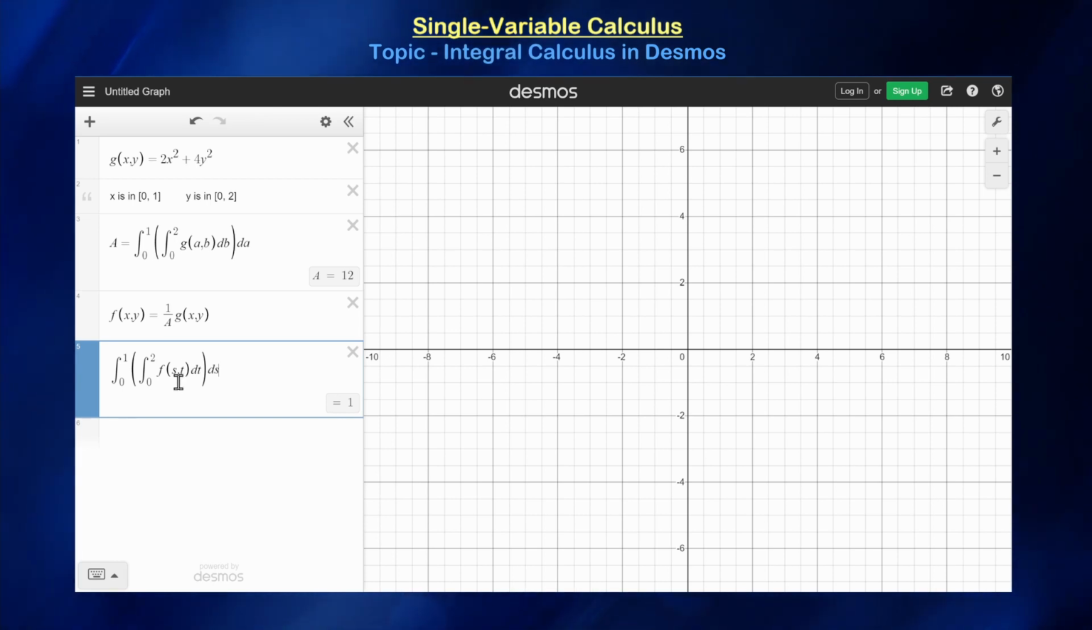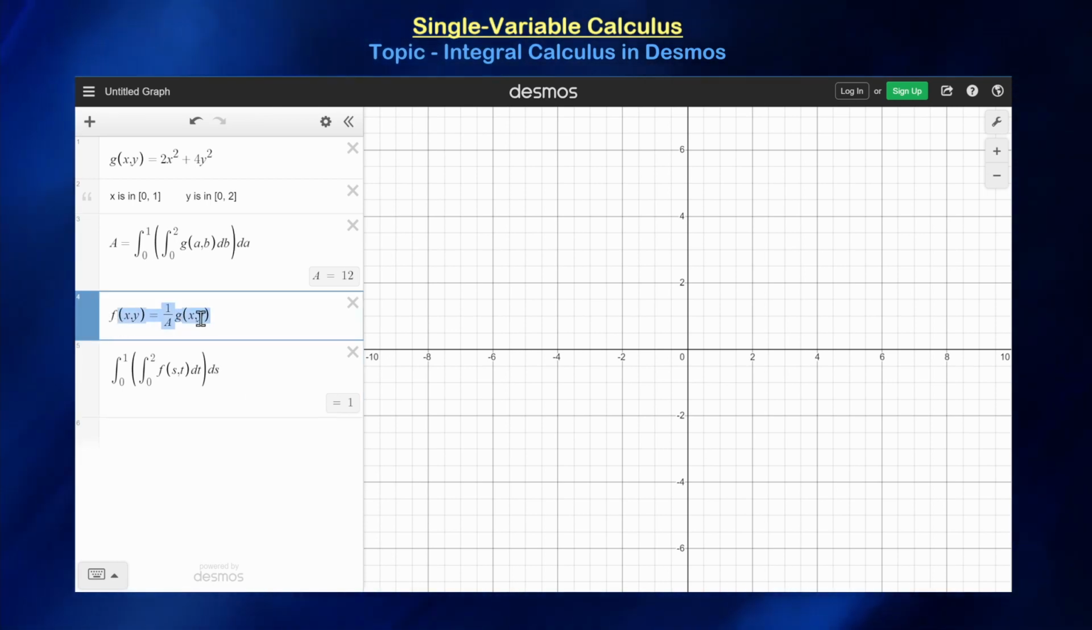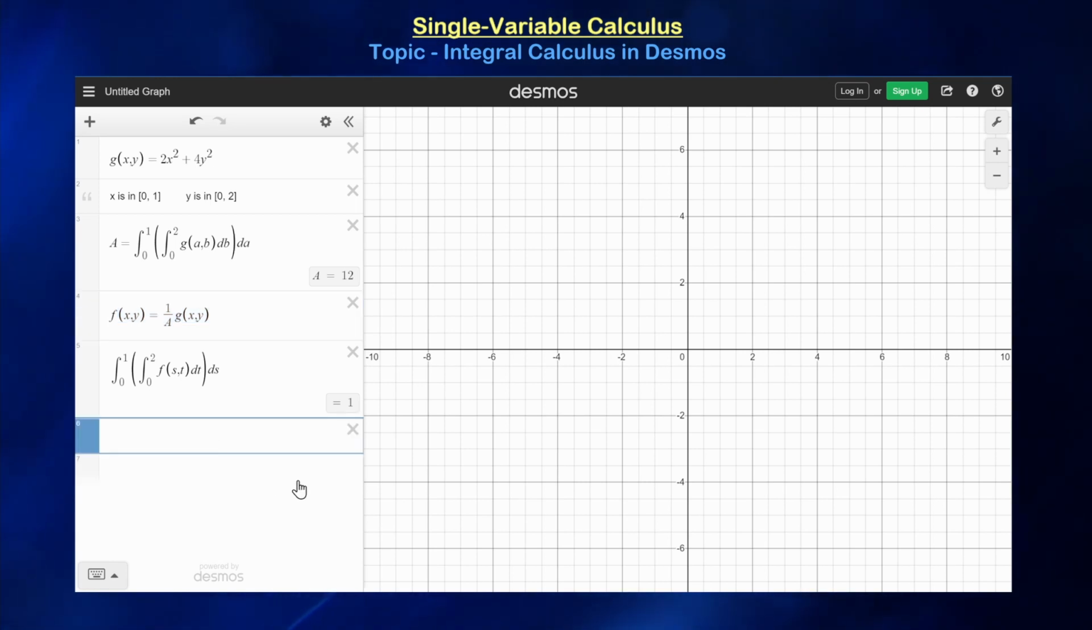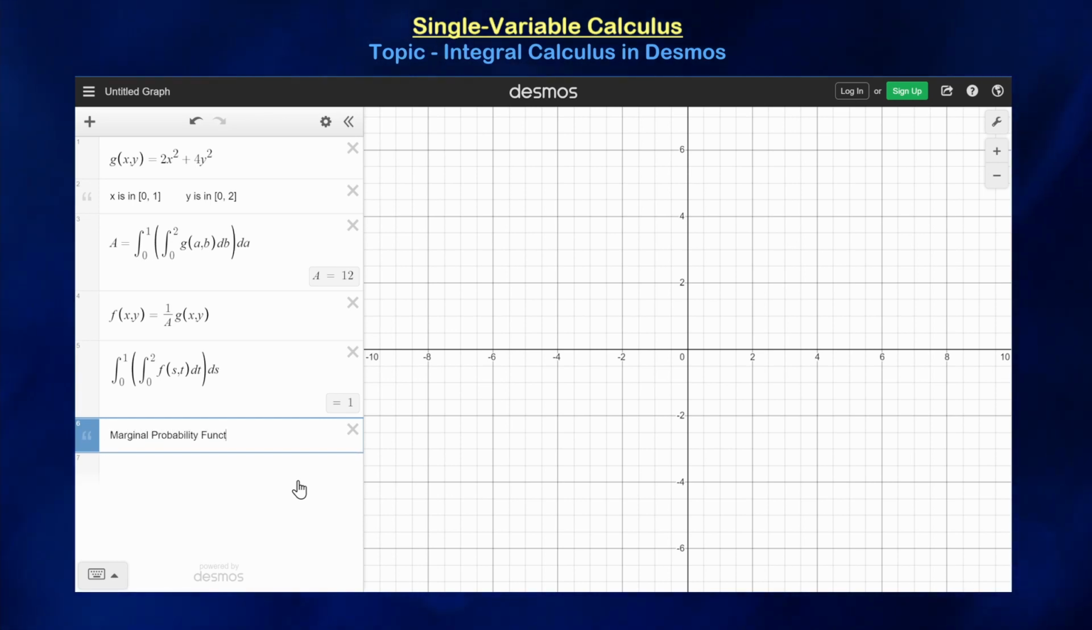So notice that the volume under this surface F is equal to 1. Therefore, F is a probability density function for variables x and y. So that's really, really nice. So in case you're not familiar with multivariable probability theory, a useful way to analyze the variables x and y in isolation is to look at what we call the marginal probability functions.